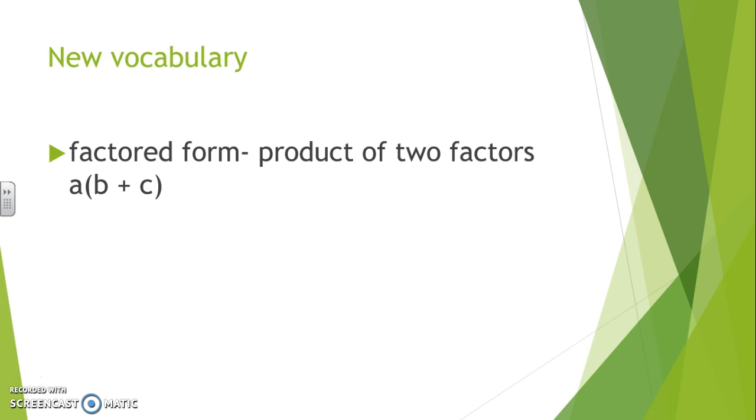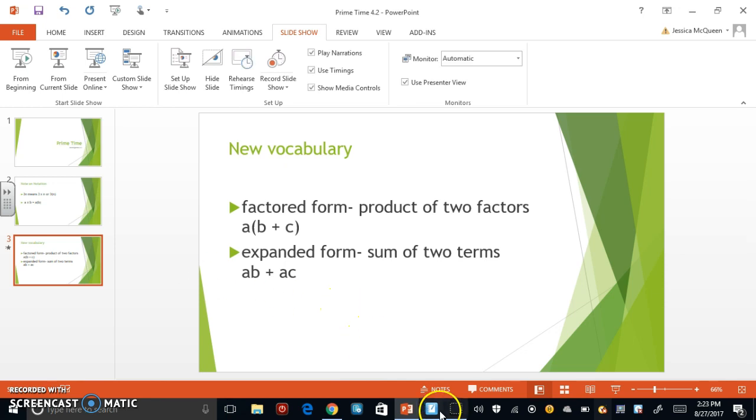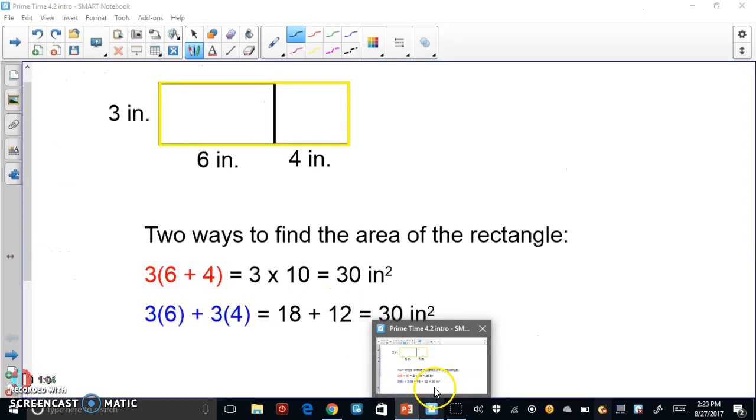We've got a couple of new vocabulary words. The first one is factored form, and the book will define that as a product of two factors. Our other new term is expanded form, and that means the sum of two terms. So you should see by now, after last week, that we have a relationship between this expression and this expression using distributive properties. So we're going to take a look now at some examples with real numbers and a picture, just like last week.